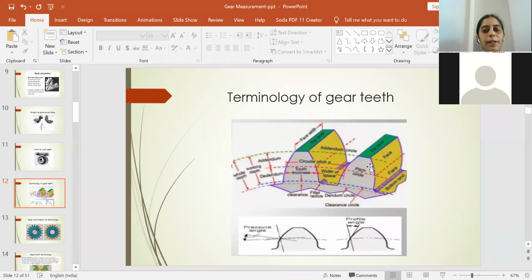After this, I already defined what you mean by pitch circle. It is the imaginary circle which traces out the same rotation similar to the gear in which it has been rotating. A gear could be a driven and a driver. So when it has been meshed between the other two gears, we'll come to that later.